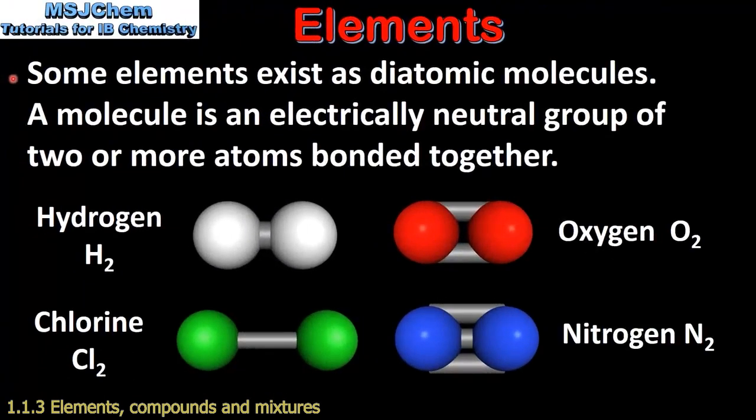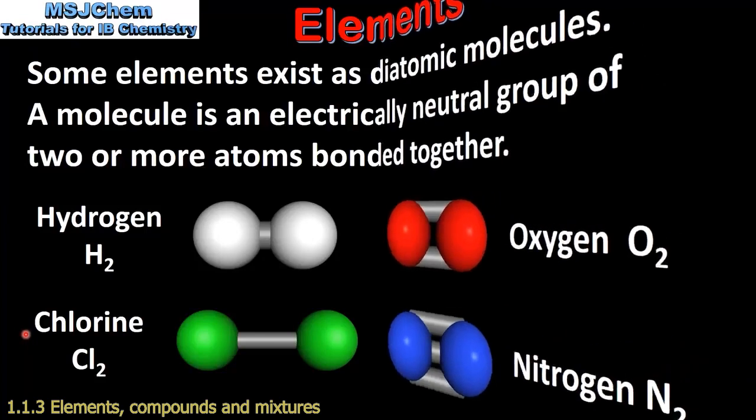Some elements exist as diatomic molecules. A molecule is an electrically neutral group of two or more atoms bonded together. Examples of diatomic molecules include hydrogen, chlorine, oxygen, and nitrogen.